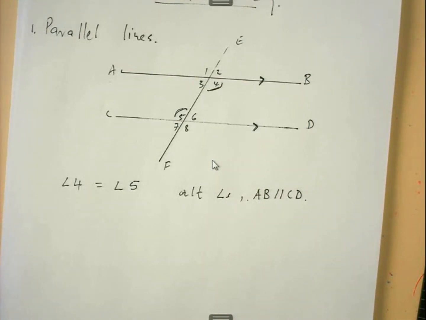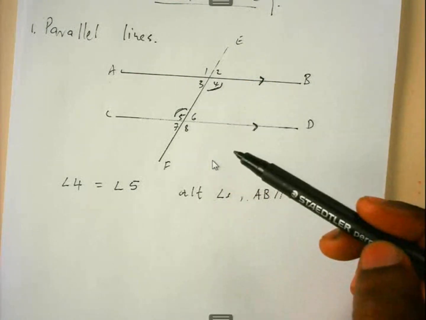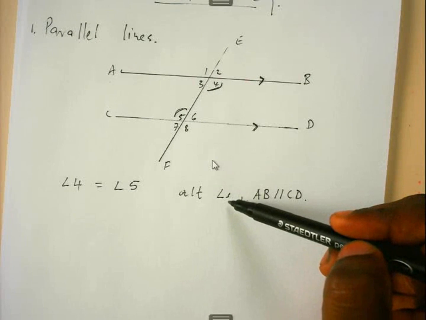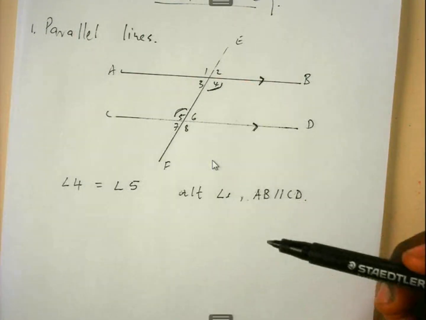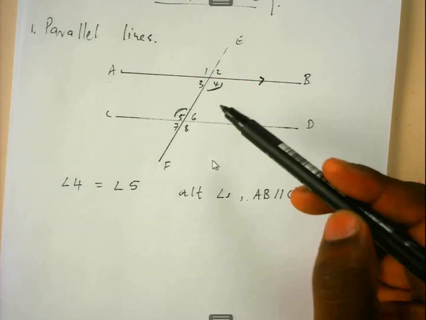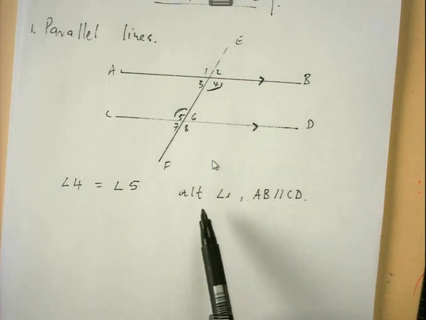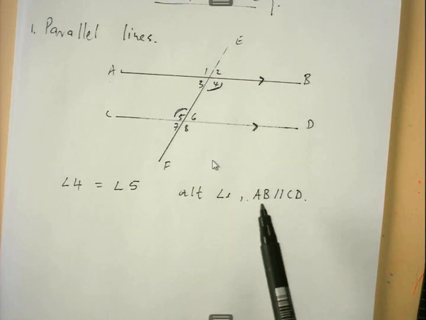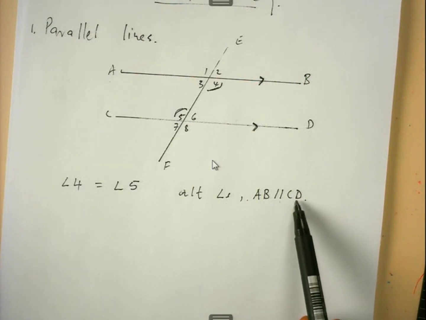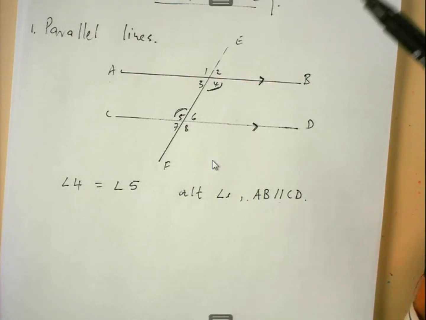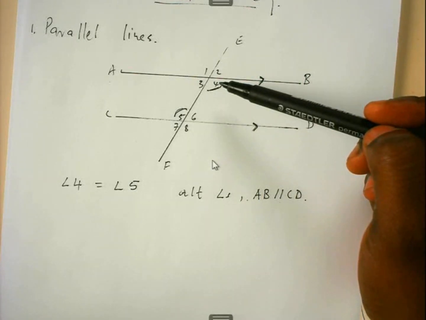You see, we say angle 4 is equal to angle 5. Why do we say that? Those angles are alternating angles because, remember, with geometry, we must always give a reason for everything we write. So angle 4 is equal to angle 5. Then why? It is because those angles are alternating angles, since the line segment AB is parallel to line segment CD. So when you see parallel lines, you must look for alternating angles. Do you have any angles alternating?